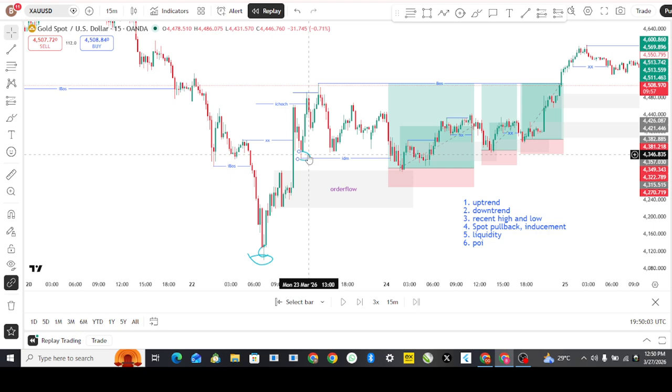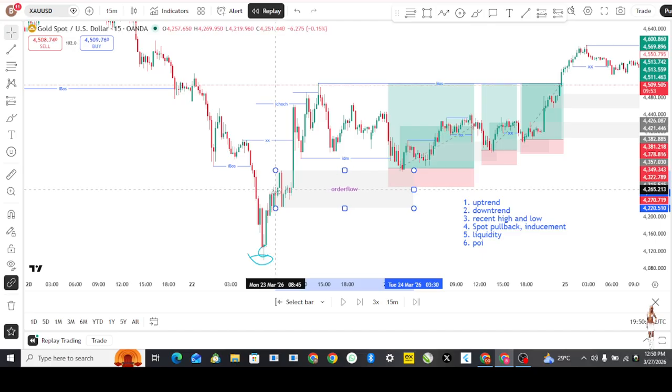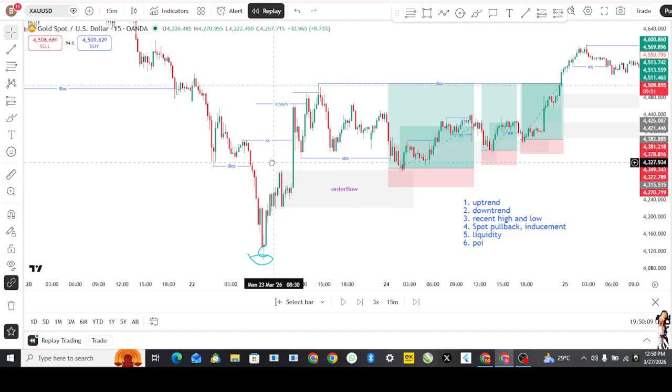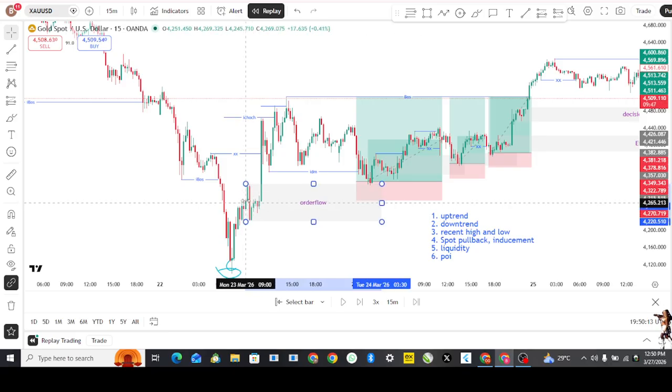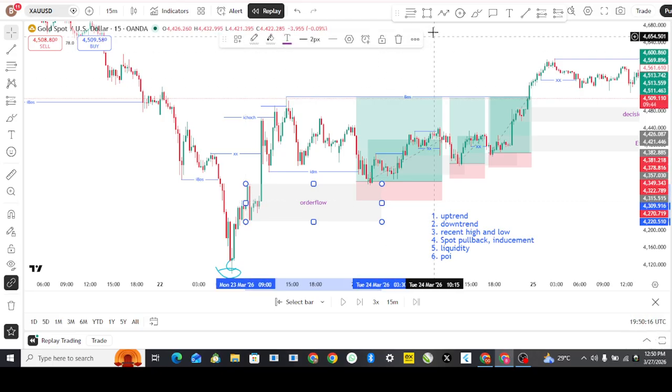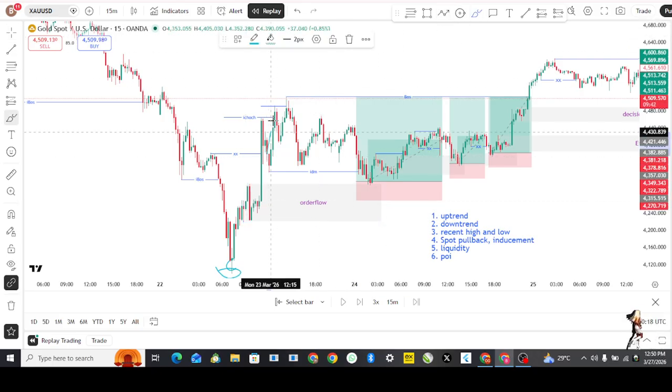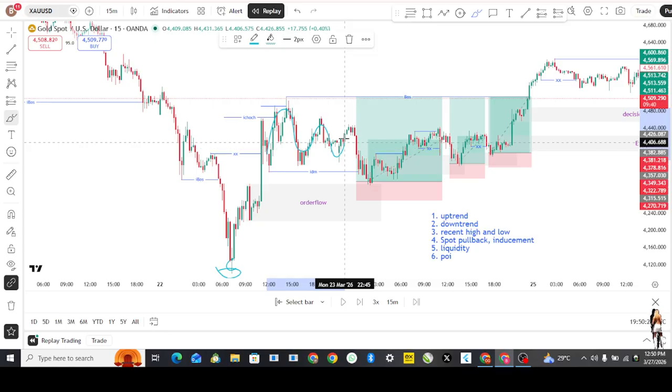And that is why, immediately we spot our inducement, we look out for where we are going to buy. This is where the smart money are waiting to buy from. All this move that is happening here is just to stress all the retail traders.